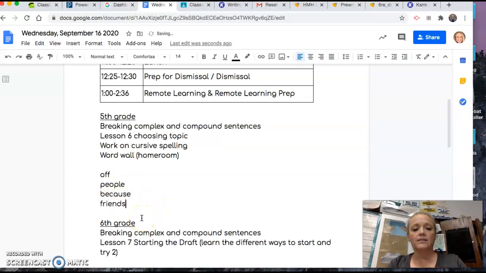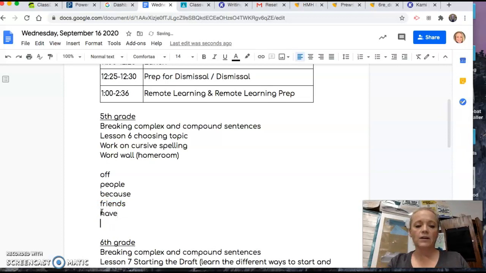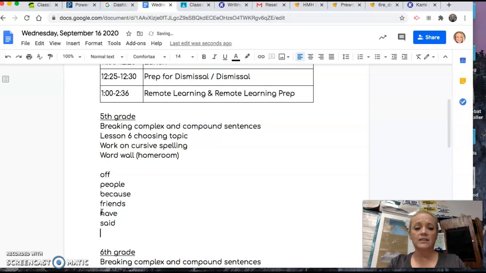Next you have friends. Friends has an I-E to make a short E sound, so it's kind of hard to remember. If you can remember that you have a friend till the end, that should help remind you to put end in your word. Have is going on the list because it's spelled like have. Said is going on the list because it does not look like red and bed. They is going on the list because it sounds like it should be T-H-A-Y, but we have to remember it's E-Y.